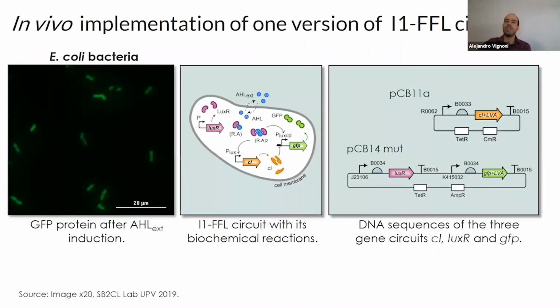So with that information, we went to the lab. We made these two plasmids with the 3 elements. We put them into an E. coli, and here is a microscope image of the E. coli after induction. So they are green. This is working.